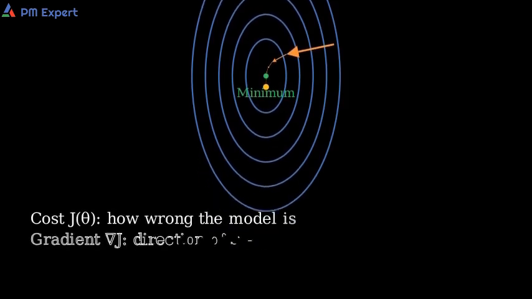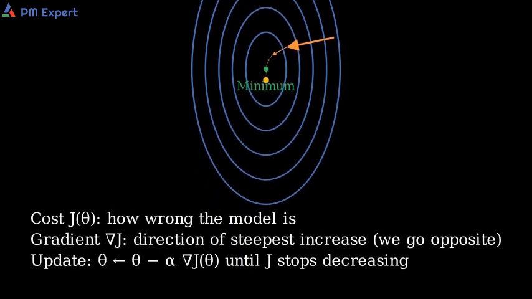Recap. The cost tells us how wrong the model is. The gradient tells the slope and the best local direction to reduce the cost. Gradient descent repeats small steps downhill until we reach the minimum.